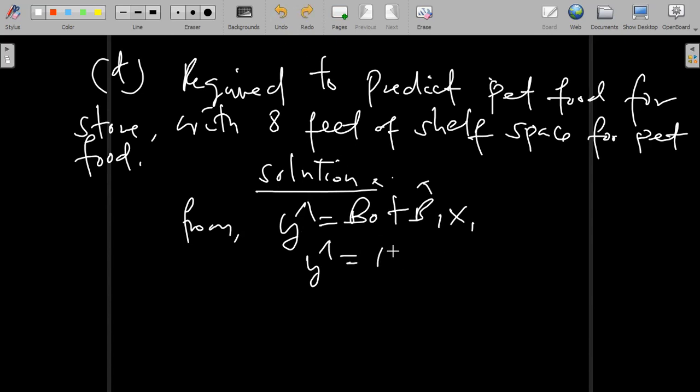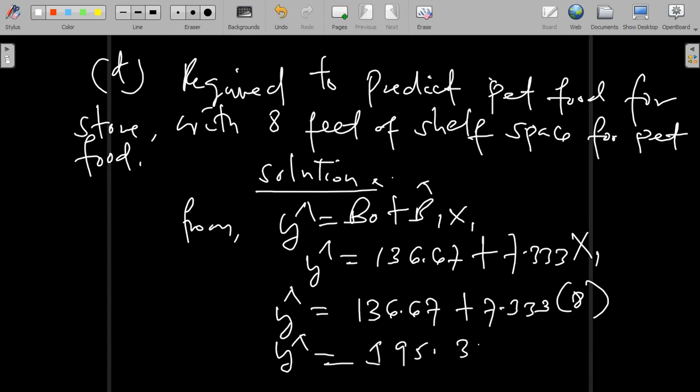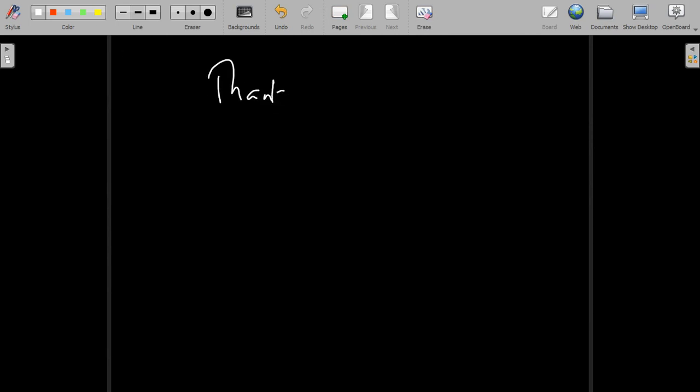So plugging into y estimated, beta naught is 136.667 plus beta 1, which we already solved as 7.33, times x1. Now we plug in the value for x1, that is 8 feet. So we take 136.67 plus 7.33 times 8, and the predicted value of y will be approximately 195.